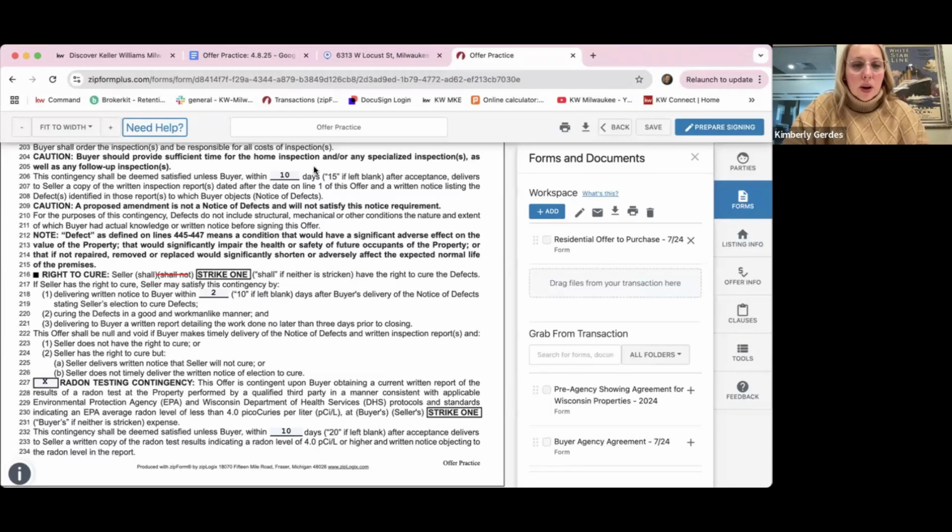We have that subsequent basement expert come out, and maybe the basement expert says, you know what, beams need to be put in the basement, and that's going to cost $15,000. So maybe that's something that your buyer actually wants to have the seller cure. They want them to fix that.